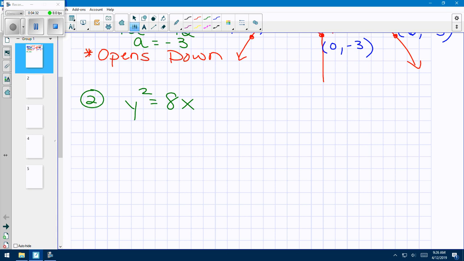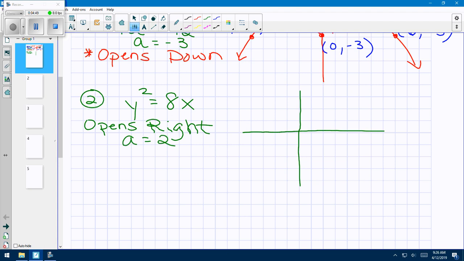Okay, so we're back. Hopefully in that time frame, you determined that this is a parabola that opens to the right. And the value of a in this case should be 2, because 4a is 8. So based on all this information, if I were to draw a set of axes over here, the vertex is 0, 0. If you go 2 to the right, that's where the focus should be. So the focus has the coordinate 2, 0.